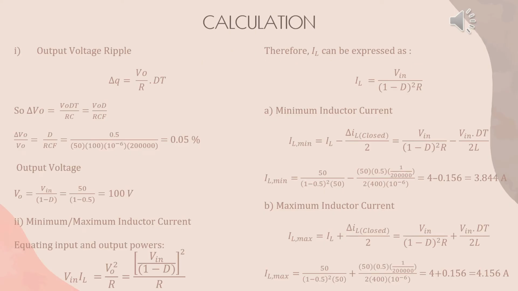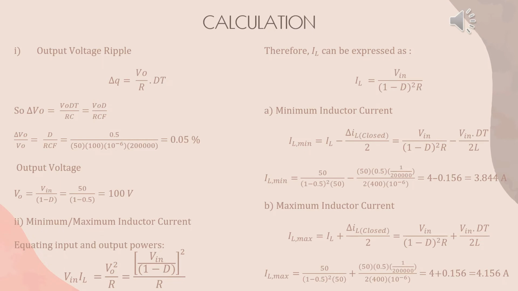Assalamualaikum warahmatullahi wabarakatuh. Today I will explain our mini project calculation. First of all, we need to calculate the output voltage ripple. From the formula that we have derived, the final formula we got is ΔVo over Vo equal to D over RCf. Our value of D is 0.5, our frequency f is 200,000, and our value for C is 100 times 10 power of -6. We put the values into the formula and got 0.05% for output voltage ripple.